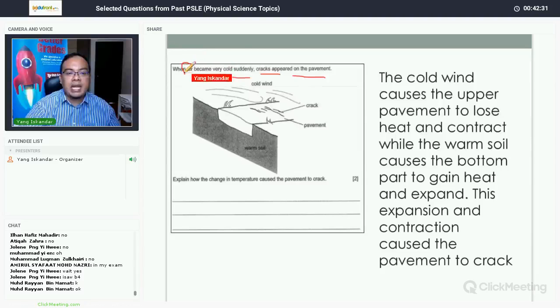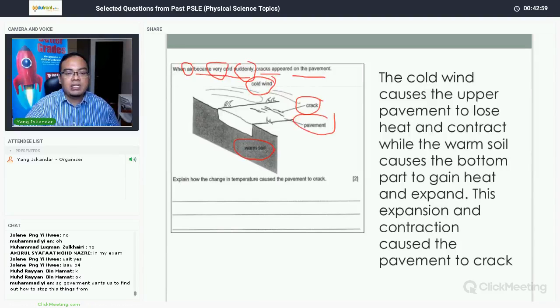So number 1 is the air becomes very cold suddenly. See here, the cold wind, right? It becomes very cold suddenly, and you take a look here, the soil here is warm. You notice here, the soil is warm. There are cracks, and these are pavements, right? You know, pavements are made of cement. Okay, now let's recall what topic are they testing you here? Okay, you always have to recall what topic are they testing you? Anyone?